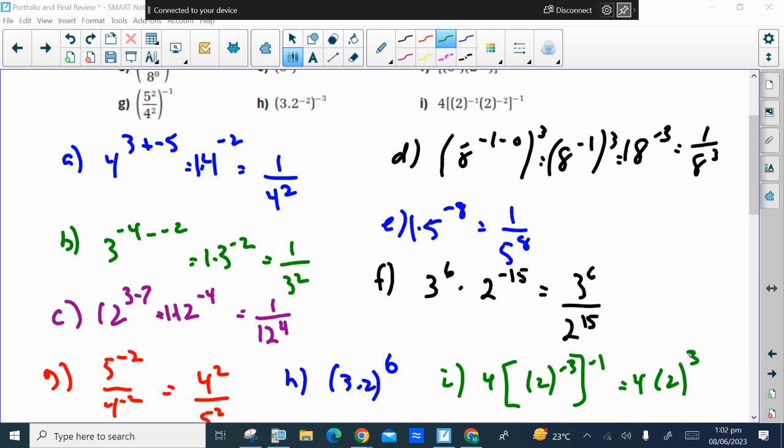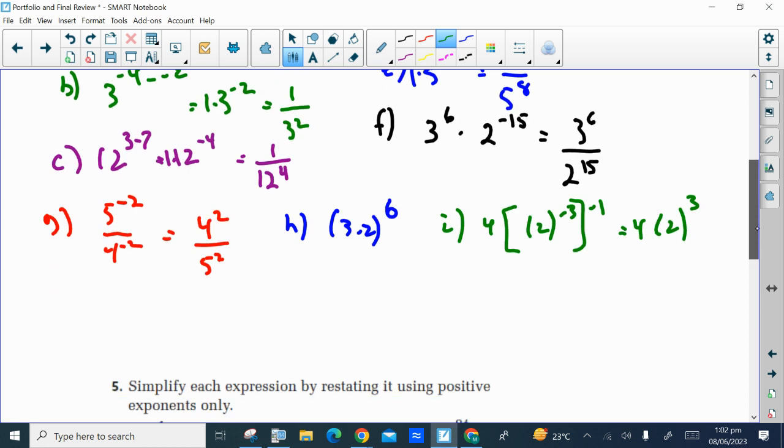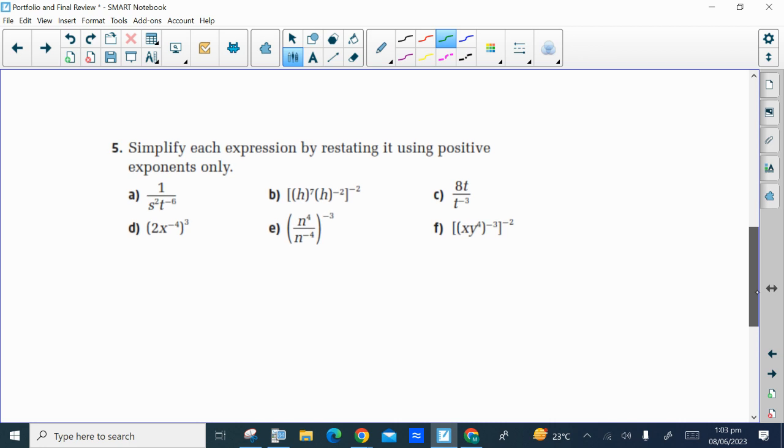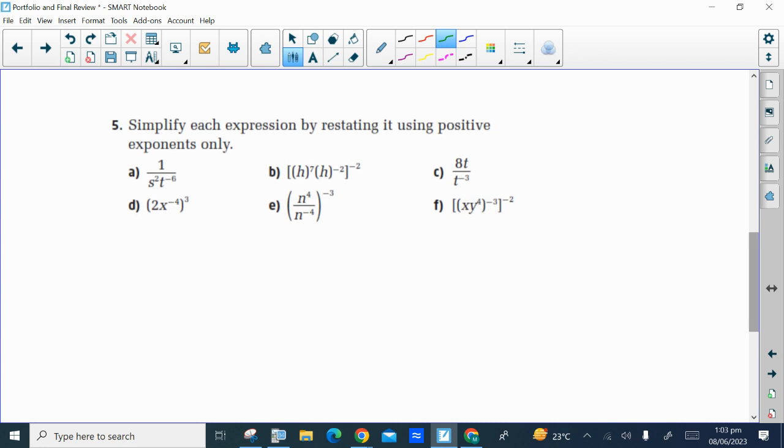Okay? Number 5, same types of questions. Simplify by restating it using positive exponents only. So for question A, the only one that has to move is the t. It's on the bottom with a negative exponent. It moves to the top. The s would stay on the bottom. Now you could keep that 1 there on top. It doesn't change anything. 1 times t to the 6 is just t to the 6th.